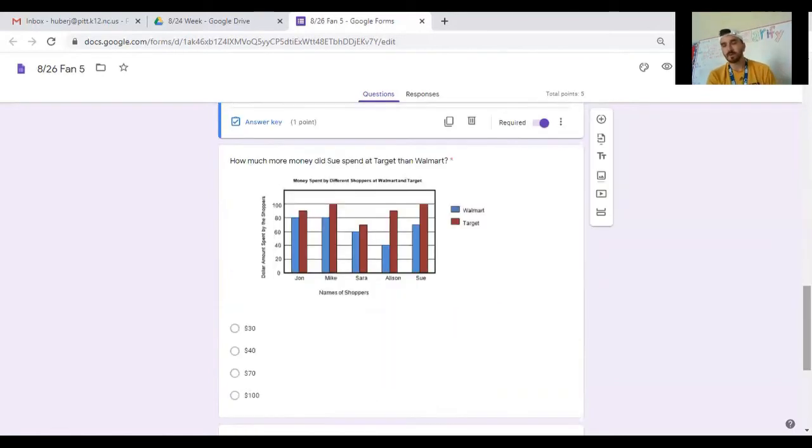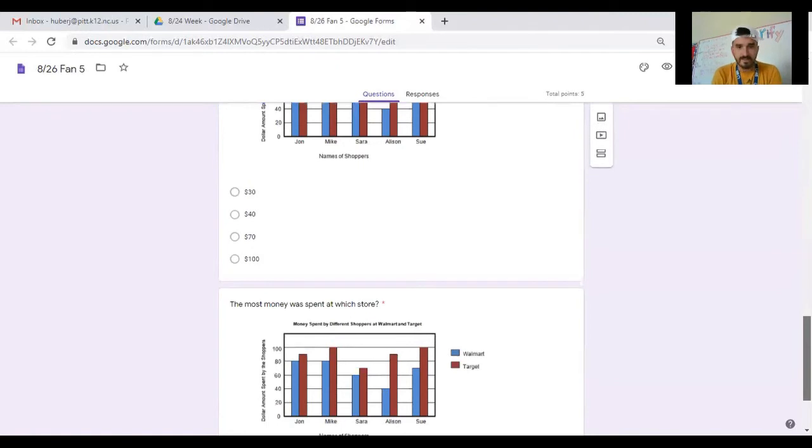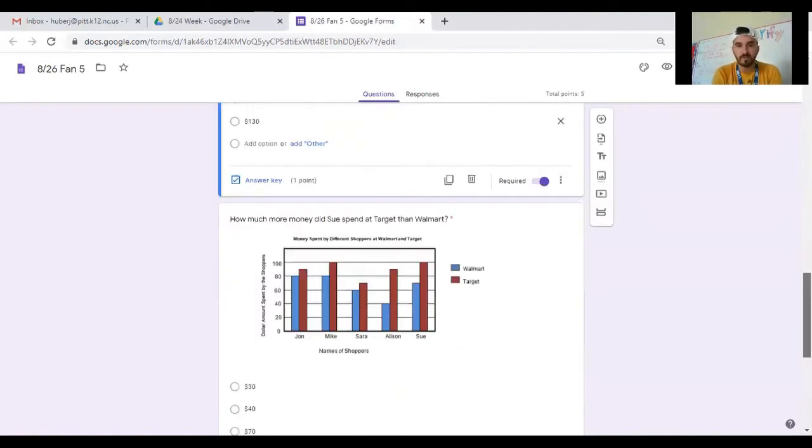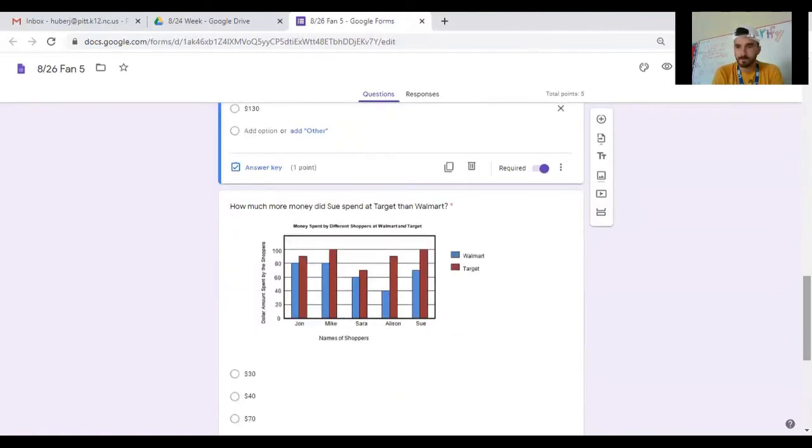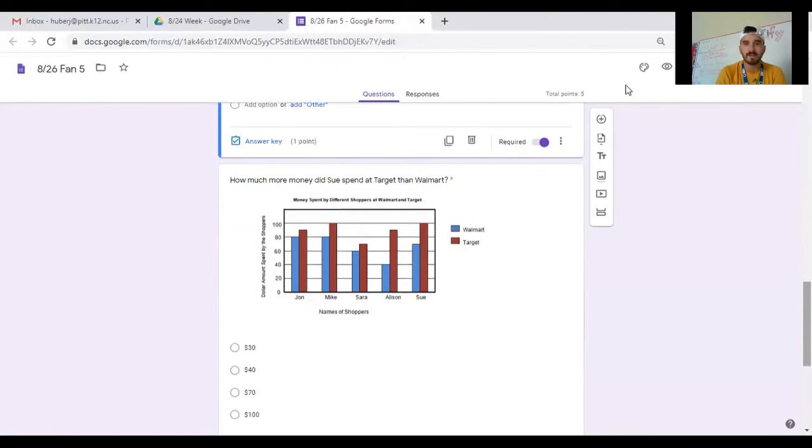So number 4, this is the question I was talking about at the beginning. Now you're looking at only one shopper, but you got to figure out the different bars. Okay, it says how much more money did Sue spend at Target than Walmart? All right, so how much more is the same thing as how many more, guys. Same keyword is going to tell you to subtract. So if I'm looking at Sue, get my marker, she spent $100 at Target, and then you got to know your scale is halfway in between 60 and 80. She spent $70 at Walmart.